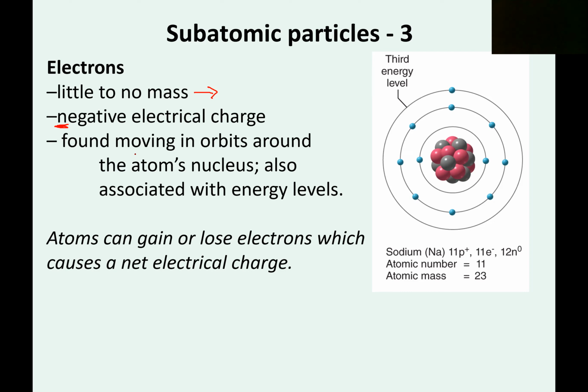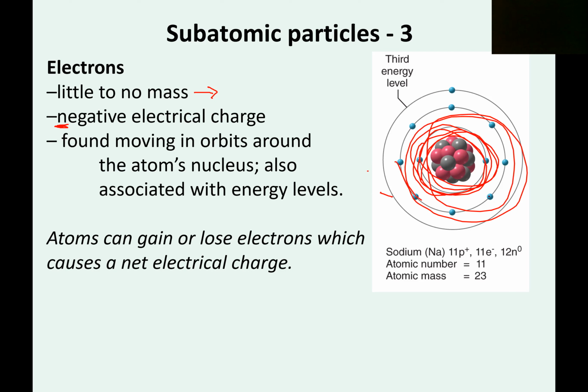Anyway, so they are found moving in orbits around the atom's nucleus. We also call them shells. So over here, these two blue things would be moving around and around and around. These would all be moving around and around and around. Because they're moving, we also call that energy levels. We also refer to them as shells.